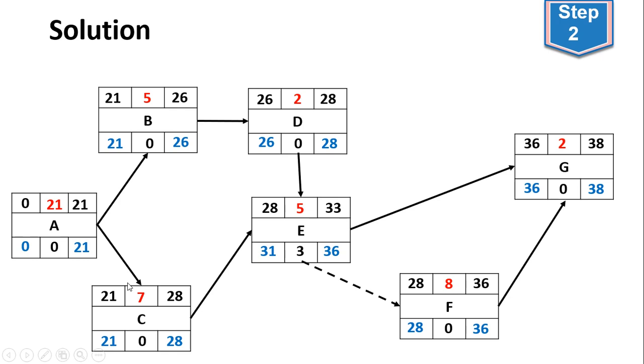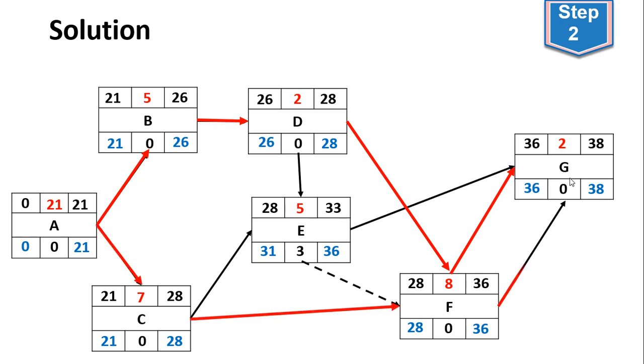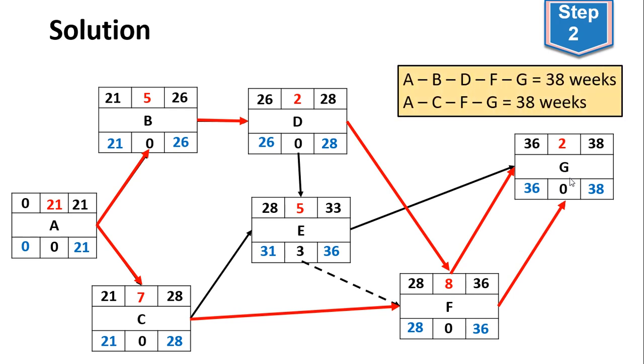So it seems like we have two critical paths. You can go from A to B, B to D, then D to F. Remember, F is connected to D and C, but not to E. So after D you can go to F, and F to G, or you can go the other way, A to C, then C to F, and from F to G. So we have two critical paths: A to B, B to D, D to F, F to G, and the other one is A to C, C to F, and F to G. These are the critical activities which form the 38 weeks of completion of the project. So after having the critical path, we see that we have two critical paths.